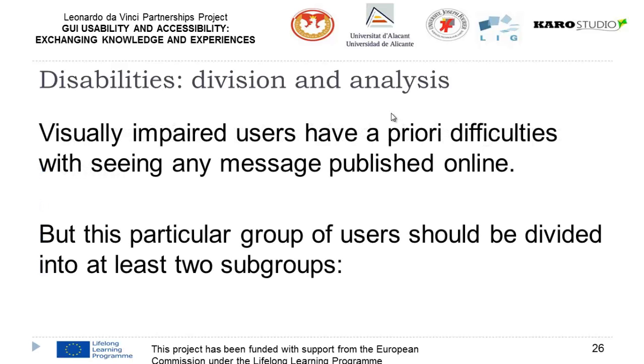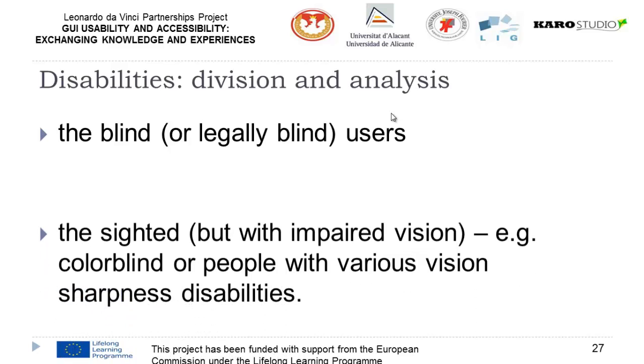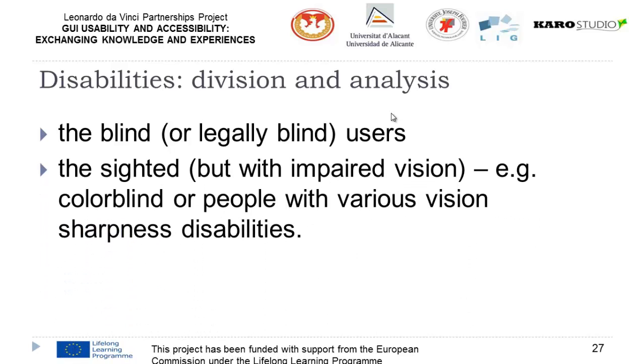Visually impaired users have a priori difficulties with seeing any message published online, but we have to divide this particular group of users into at least 2 subgroups. People who are blind, or legally blind, so declared blind by the law, and the sighted, but with their vision being impaired. For example, colorblind people or people with various vision sharpness disabilities.